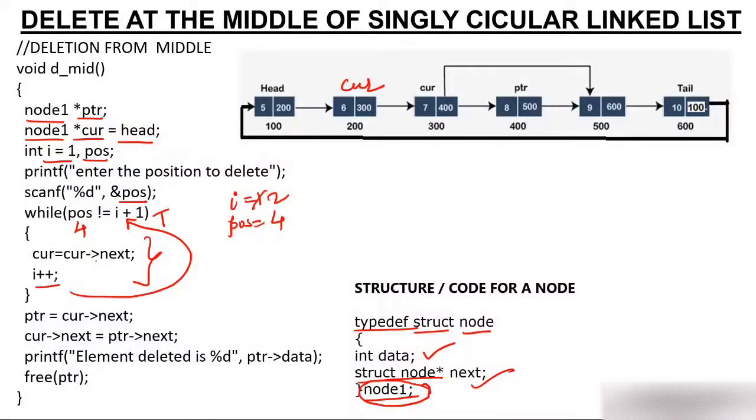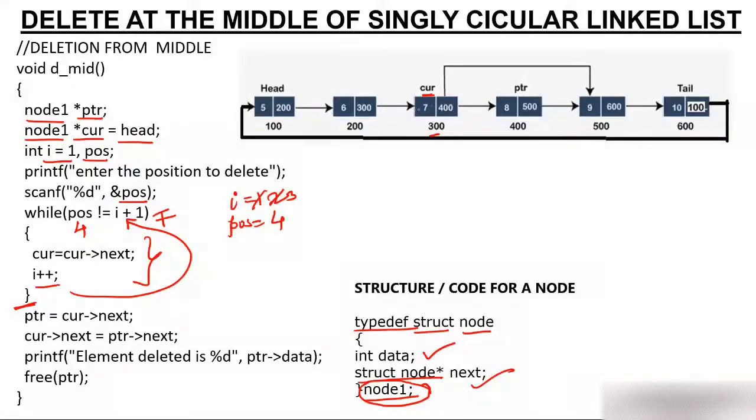The condition becomes true. I'll move inside. I'll update current to have current next. So what is current next? 300. So current will move here, to the 300 node, which is currently in front of you. Fine. I'll increment I, it becomes 3. Okay, I'll again move up and check position. Position is fixed at 4. Is 4 not equal to 3 plus 1? 4 is equal to 3 plus 1. The condition becomes false. The moment the condition becomes false, I'll come out.